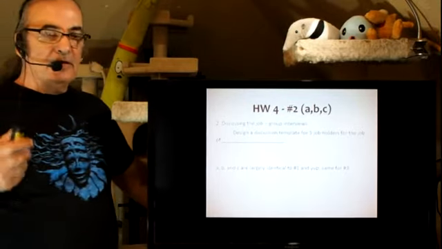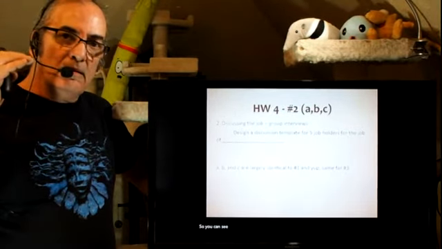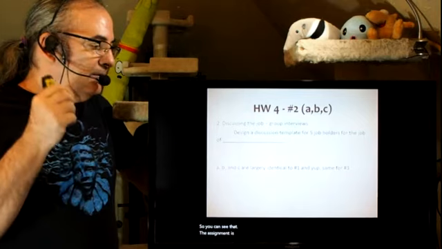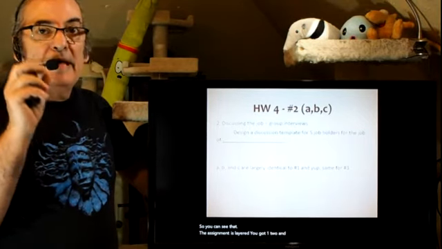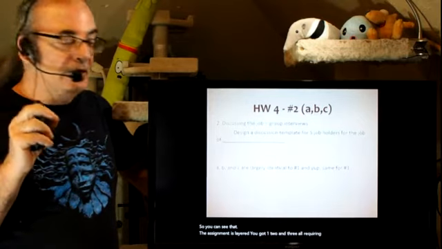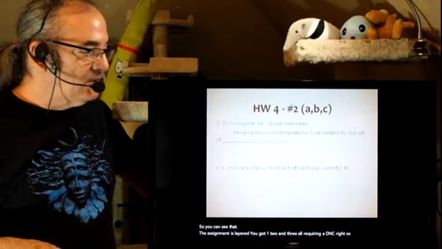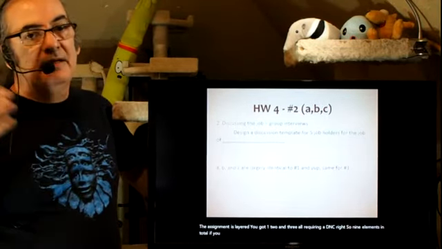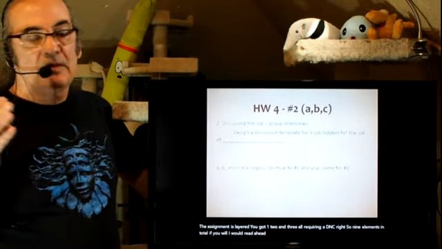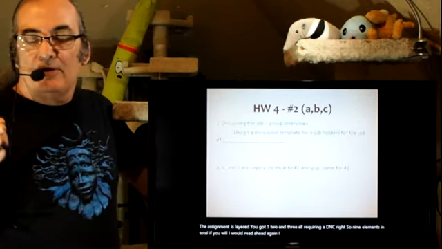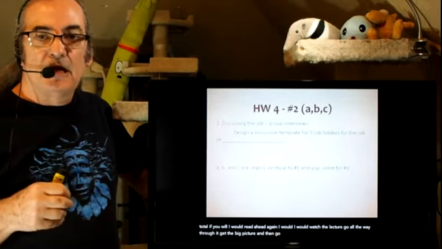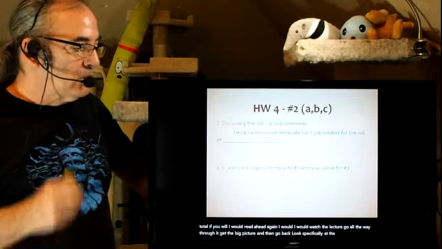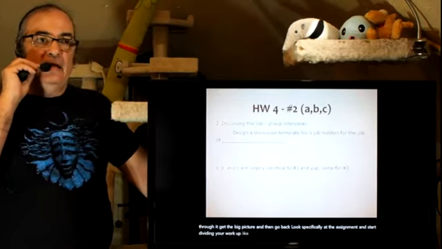So you can see that the assignment is layered. You have 1, 2, and 3, all requiring A, B, and C, so 9 elements in total, if you will. I would read ahead again. I would watch the lecture, go all the way through it, get the big picture, and then go back, look specifically at the assignment, and start dividing your work up like that.